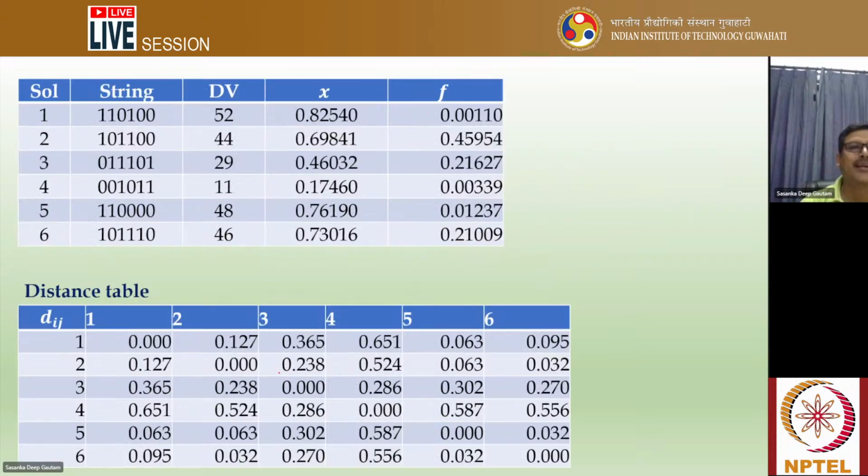Suppose I have created this particular table. This is solution 1, solution 2, solution 3, solution 4, up to solution 6, and on this row also, 1 2 3 4 5 6. Now Dij, this is the distance between 1 and 1, that means the distance of solution 1 from solution 1. That distance is 0, because this is the same solution. Now for the other solutions, you calculate the distance Dij.